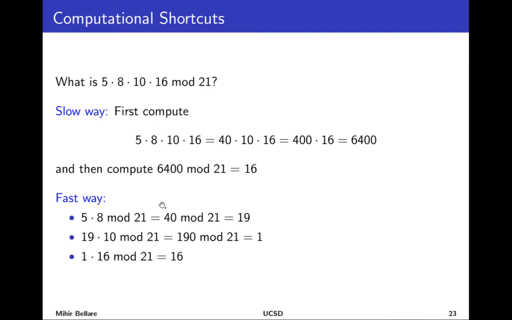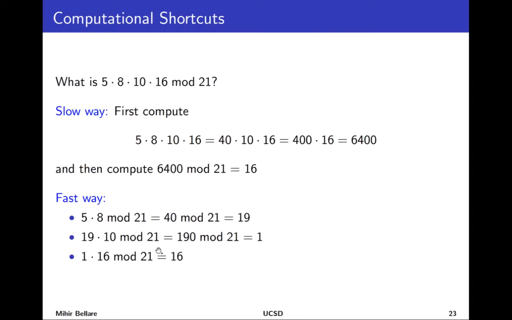It's simply the observation that due to associativity and the group properties, you can perform your mods as you go along on the fly. So when you've computed 5 times 8 and got 40, you don't stay with the 40, you immediately reduce mod 21. And so what is 40 mod 21? It's quite easy to see that it's 19. And now you take 19 forward.